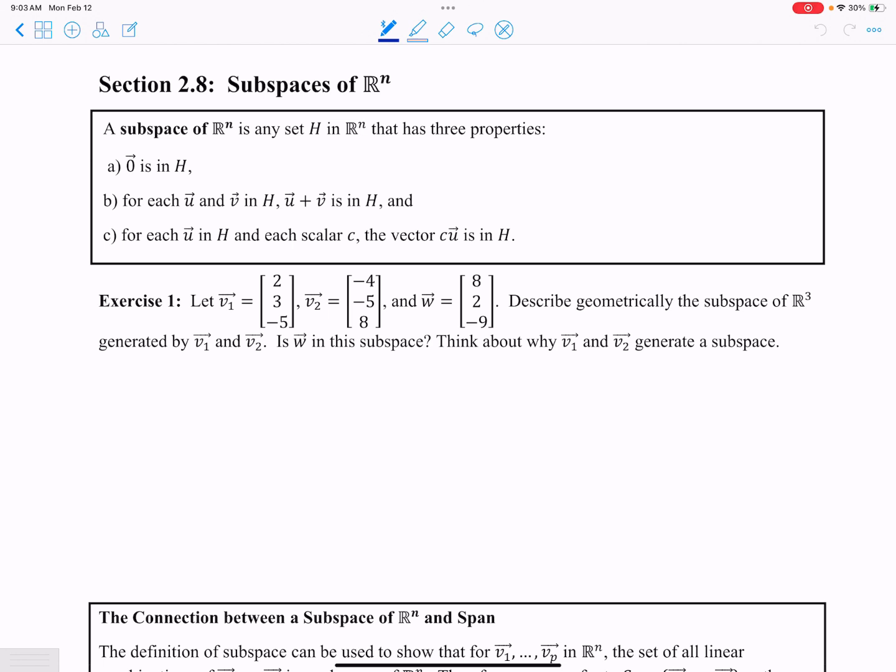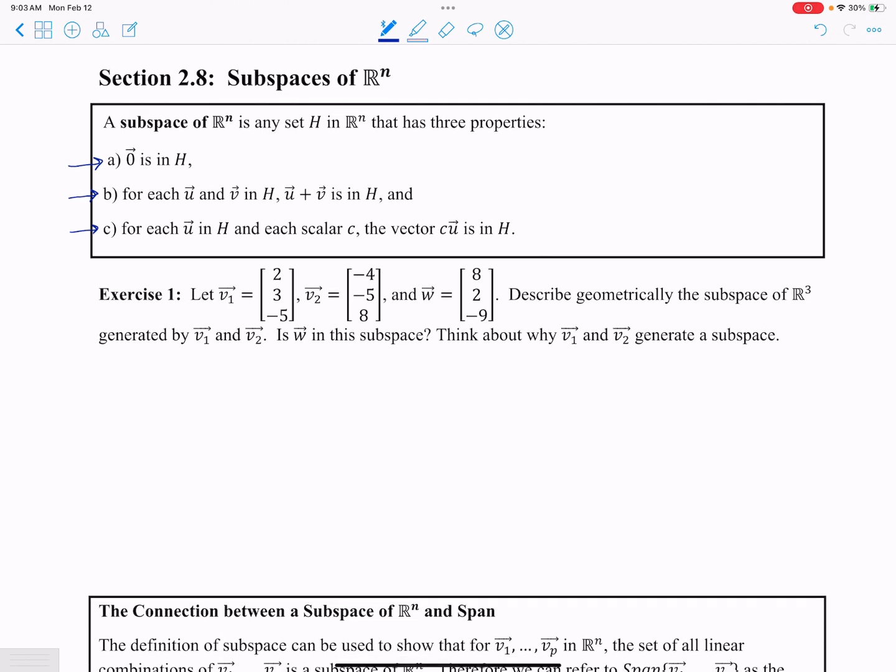It has the property that 0 is in your set. It has the property that for any two vectors in your set, if you add them together, you're still in your set. It also has the property that if you have a vector in your set and you multiply it by a scalar, then the vector multiplied by that scalar is also in your set.